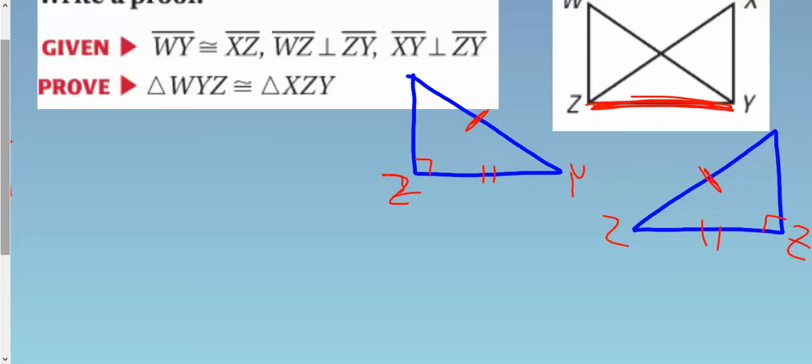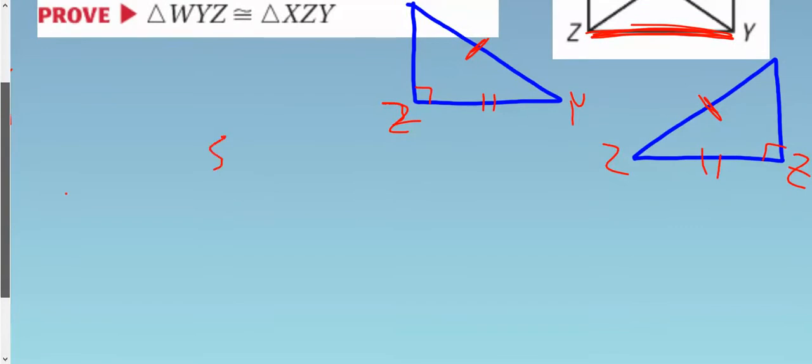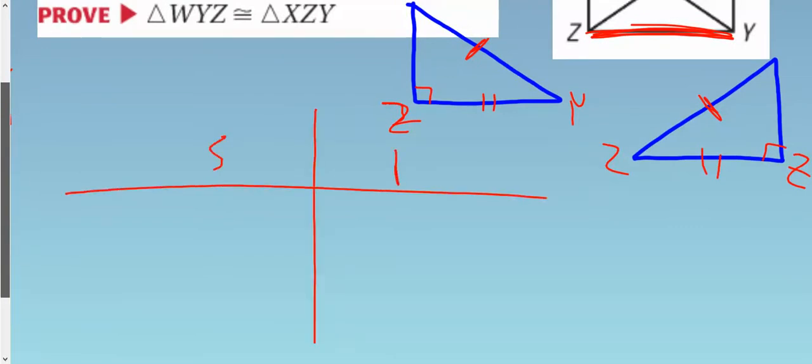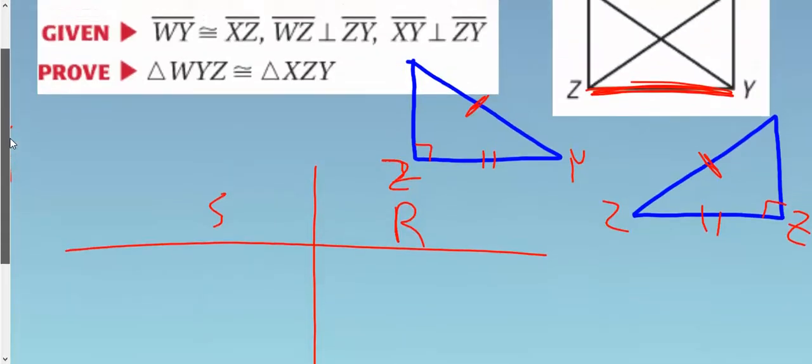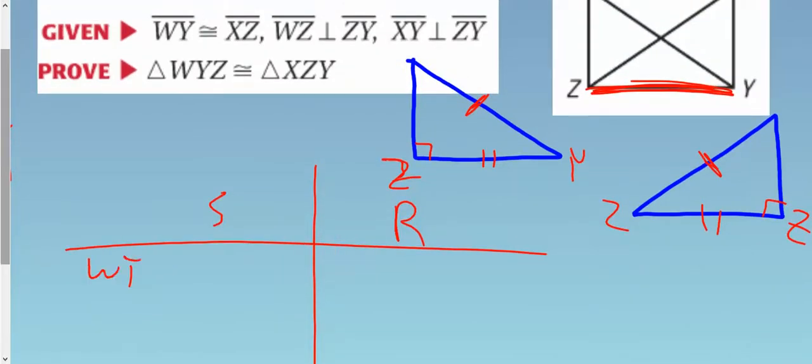It's not always going to be HL, but a lot of times if it's a right triangle, it will be HL. And then I have one of the legs congruent. So the legs and the hypotenuse is congruent, so we're good to go. All right, so what I'm going to do is start with WY is congruent to XZ. And that will be my hypotenuse. That's my H. And that's given.